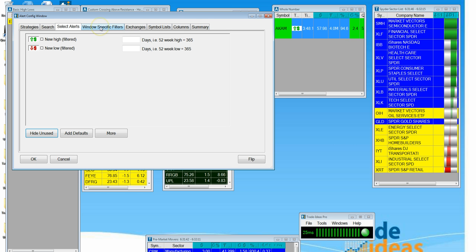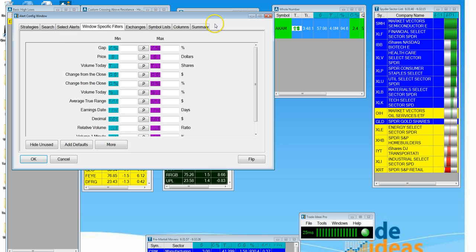So I would just go to my Windows specific filters. As Mitch showed you, we have a whole raft of filters. These are showing up for me because they're a lot of the ones that I'm using constantly, so it's defaulting to the ones that I use a lot. I would just put in $5, say, and then a maximum of 50, and then a minimum volume of 500,000.